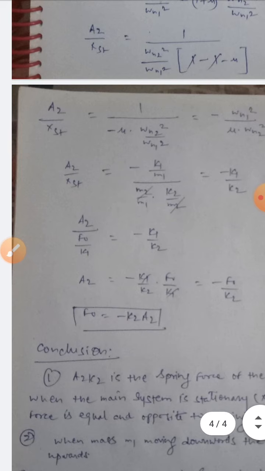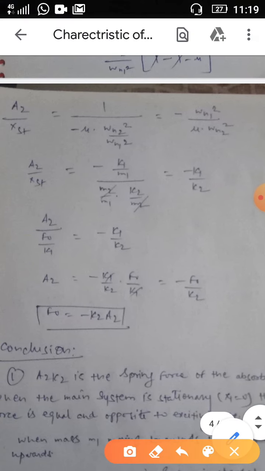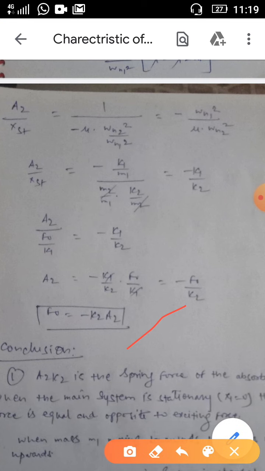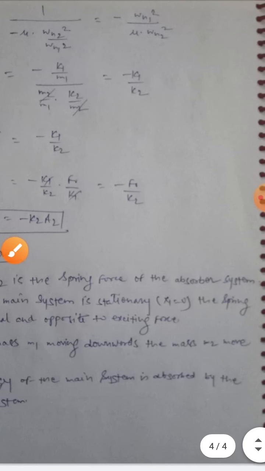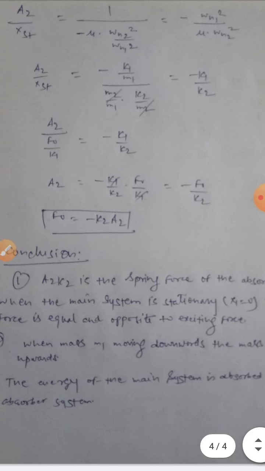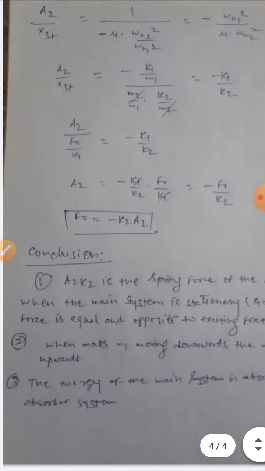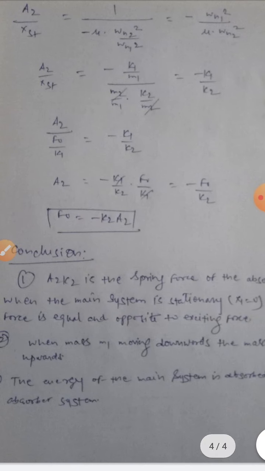Now what is the conclusion? This is exactly the main value by which we can say that the absorber is working here. a2 k2 is the spring force of the absorber system. When the main system is stationary, x1 is equal to 0, the spring force is equal and opposite to the exciting force. It is the conclusion. It is already said in our principle of vibration absorber.